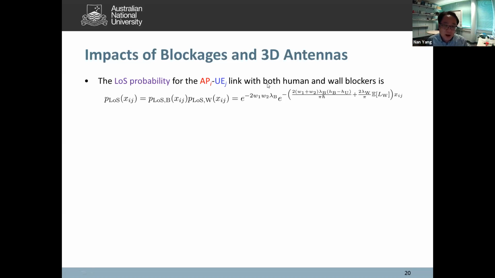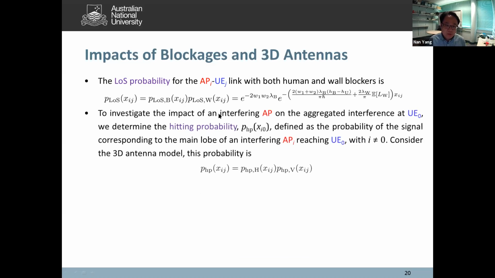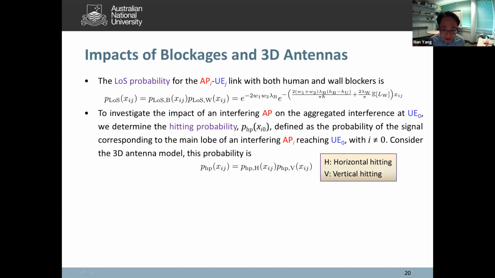So going back to our work, we first derive the line of sight probability. So this is given by this result. This line of sight probability is composed of the line of sight probability in the presence of human blockers and the line of sight probability of wall blockers. And we assume human and wall blockers are independent of each other. And then we also want to investigate the impact of 3D antennas that we have considered in the previous slides.